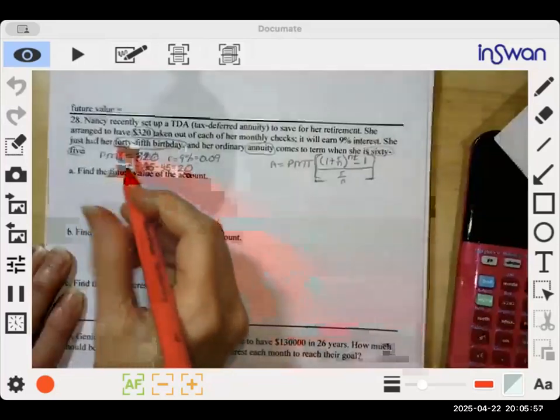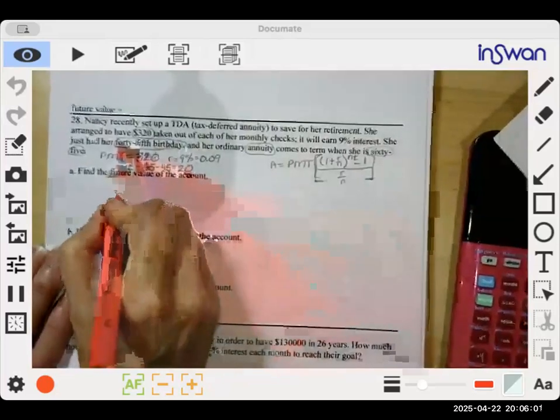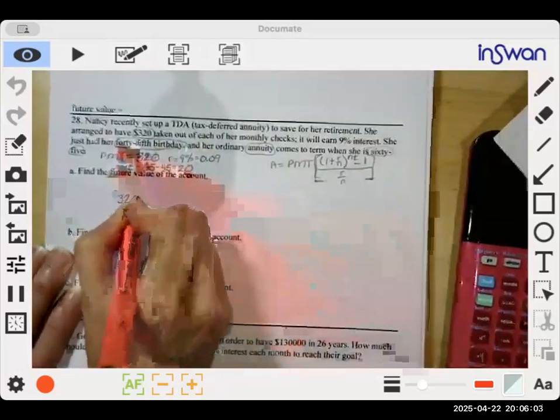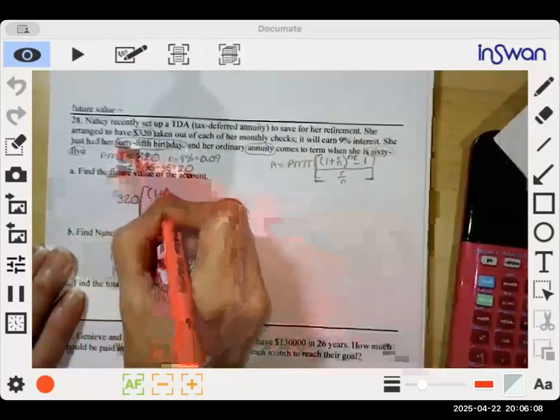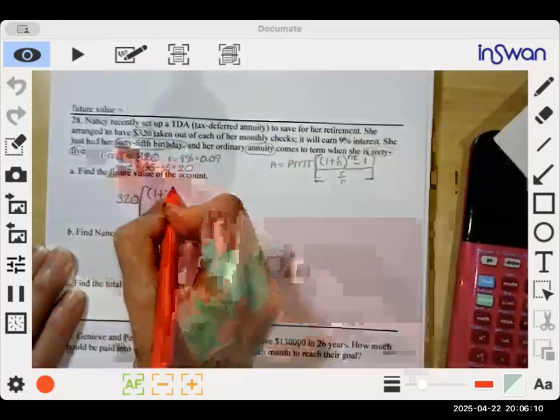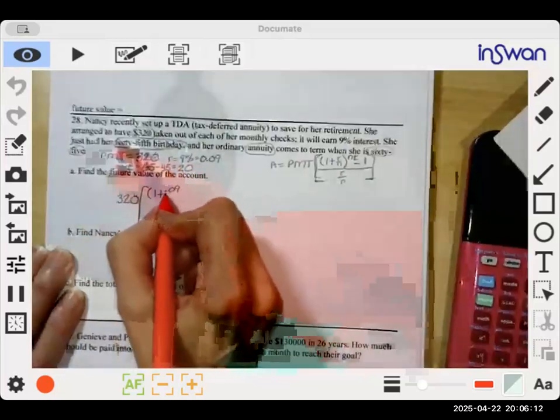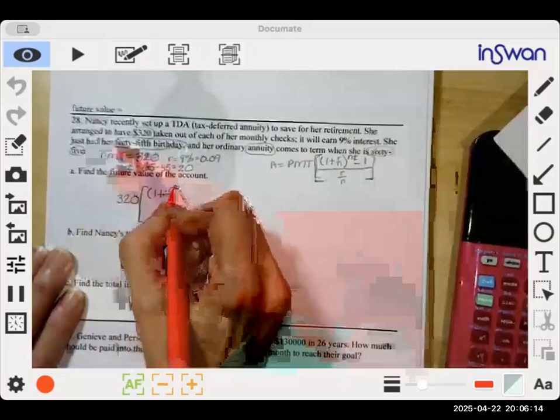Okay, so now we're going to plug numbers in. We have the 320 payment, 1 plus our rate of 0.09. Oh, this is a nice reasonable rate to type into the calculator.